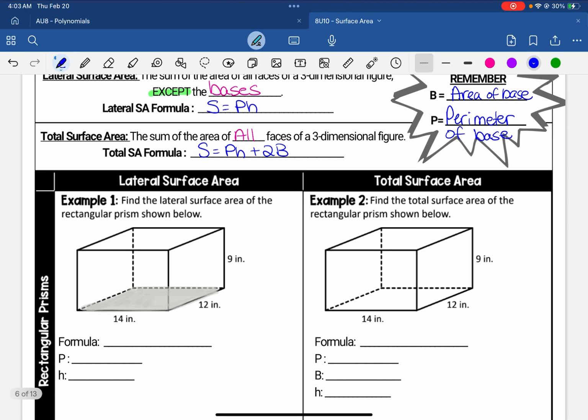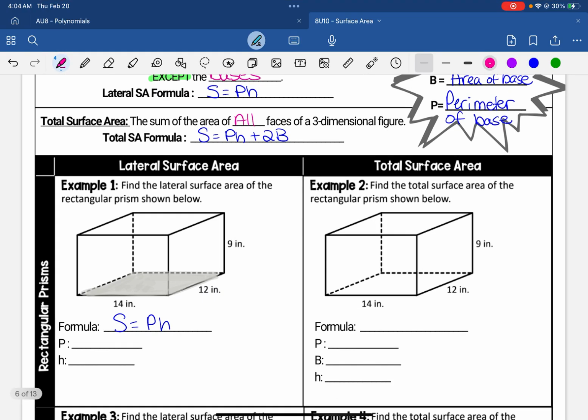So let's look down here at this rectangular prism. The first one we are going to be talking about is finding lateral surface area. So for lateral surface area, we know the formula, S equals capital P H. So we're going to need to find the perimeter of the base. Well, here's our base right here. It's already shaded for us. So if I need to find the perimeter, I'm going to add 14 plus 14, because we have 14 here, plus 12 on the other side. That gives me 52 inches.